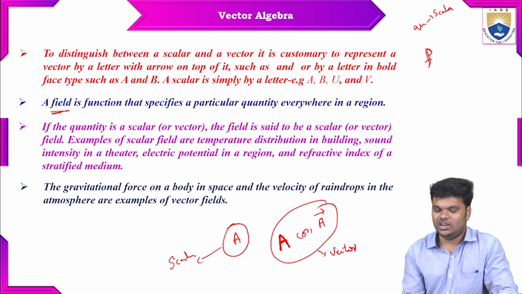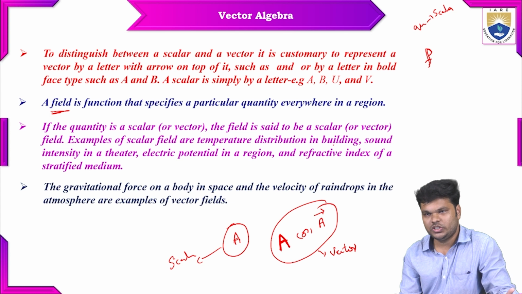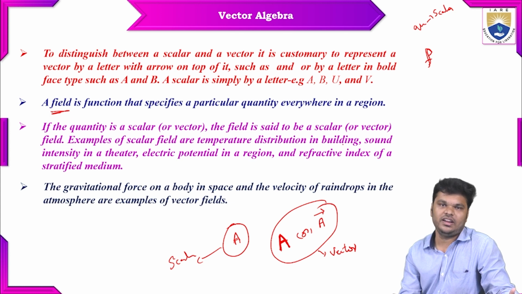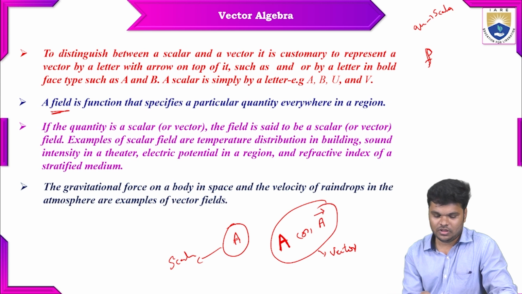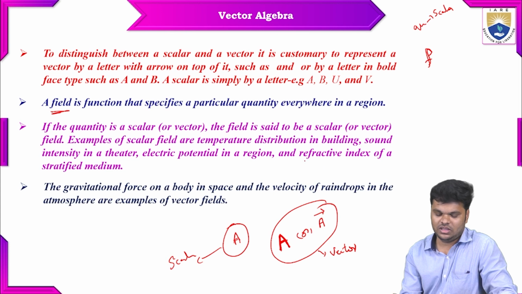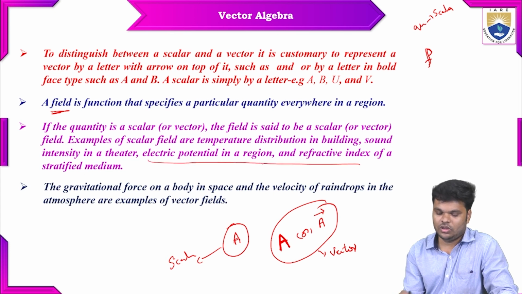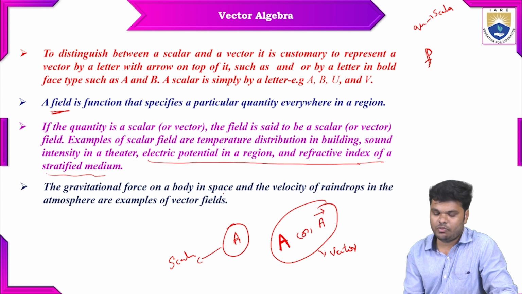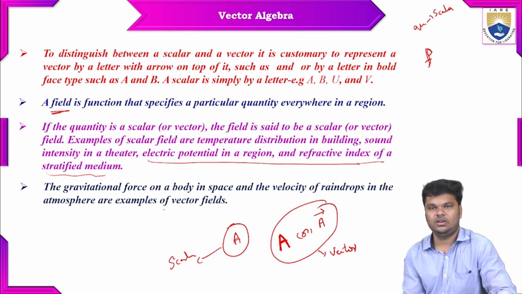Typical examples of scalar fields are temperature distribution in a building, in a state, in a country, or in the world. Sound intensity in a theater, because in a theater the sound intensity cannot be the same at all points; it varies from position to position. Also electric potential in a region, and refractive index of a stratified medium. These terms might be new to you because you have not studied this course till now. Typical examples of vector fields are gravitational force on a body in space and velocity of raindrops in the atmosphere.